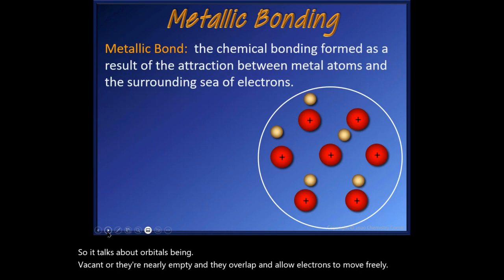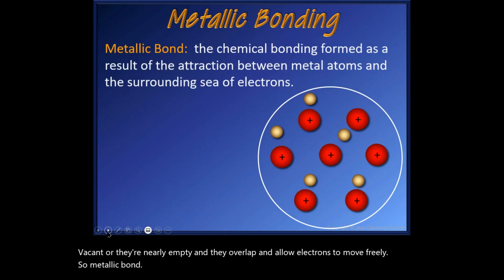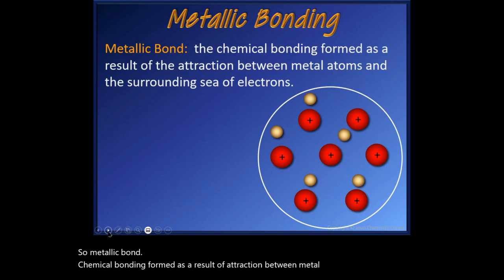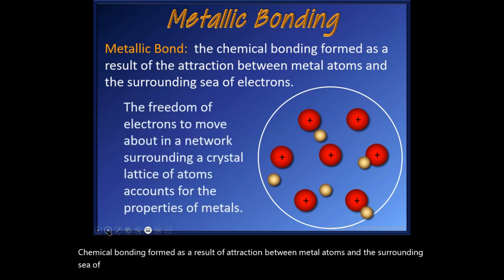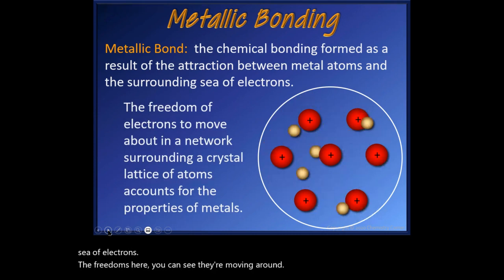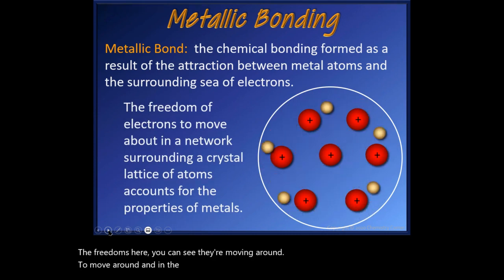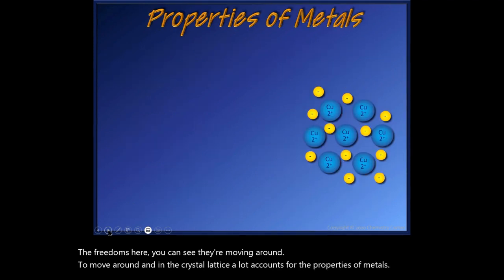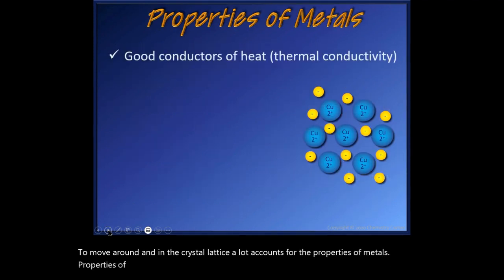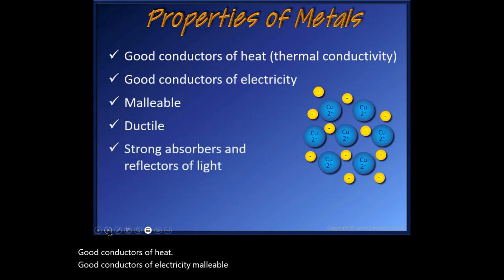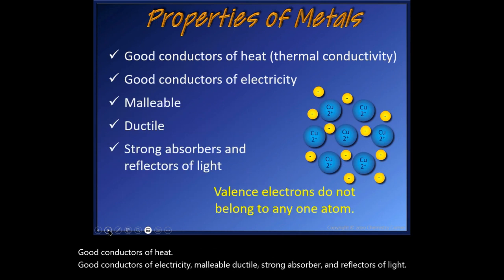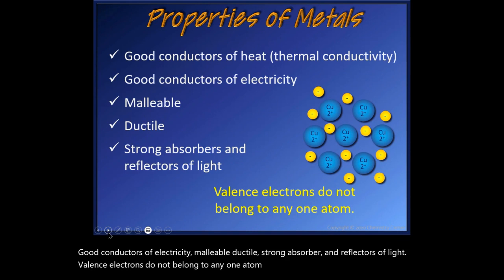So metallic bond, chemical bonding formed as a result of attraction between metal atoms and the surrounding sea of electrons. You can see they're moving around. The freedom to move around in the crystal lattice accounts for the properties of metals. Properties of metals: good conductors of heat, good conductors of electricity, malleable, ductile, strong absorbers and reflectors of light. Valence electrons do not belong to any one atom, so that's why they call it a sea.